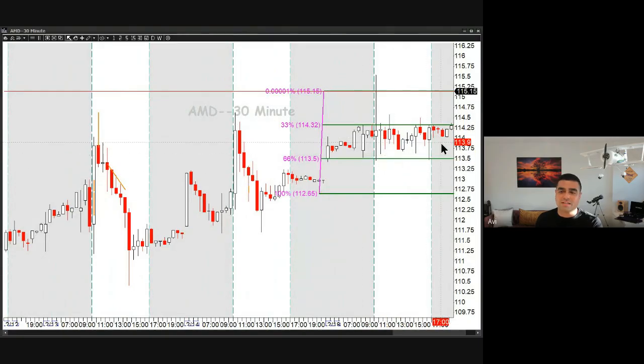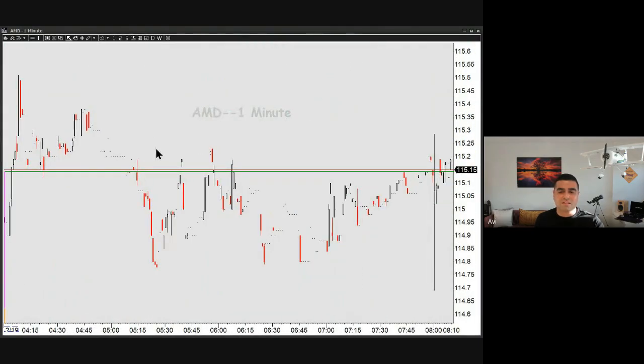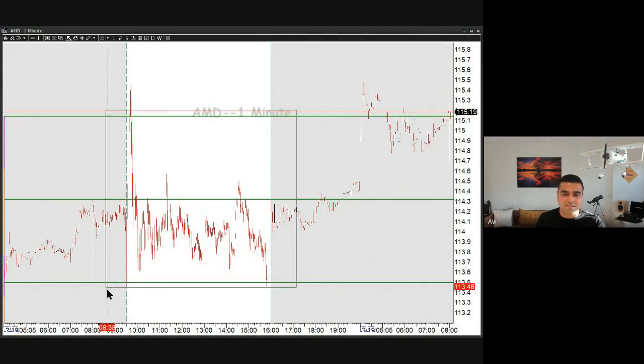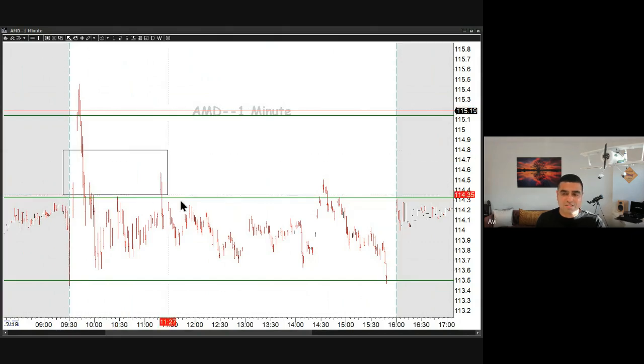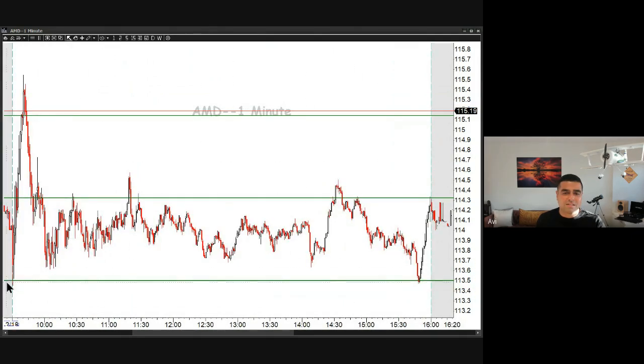Look at this mess. Let's actually just zoom in to give you the example of what that looks like. And this is a good thing. This will actually help keep you out of a lot of messy kind of days. Look at this activity. I mean, can you trade this action right here on AMD? Up, down. I mean, if you're trading momentum at the open, you don't even look at the 30-minute.